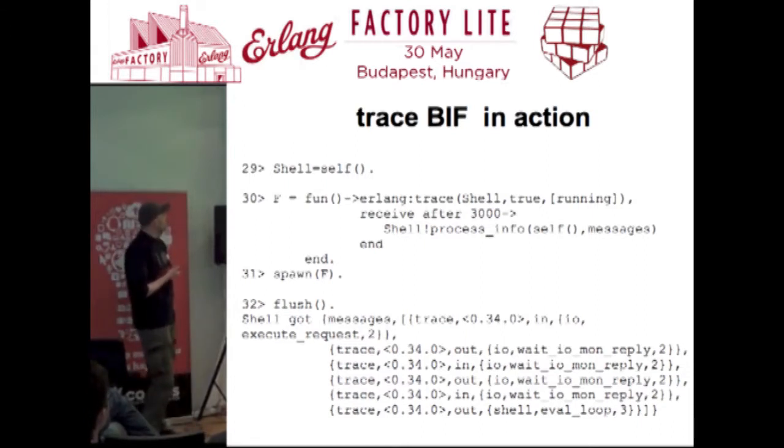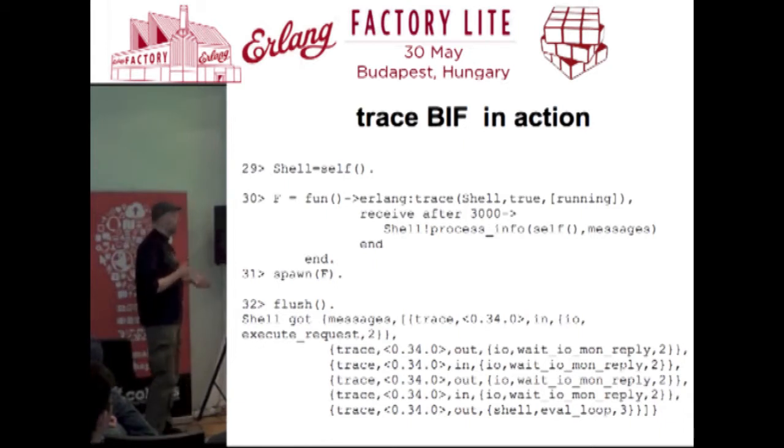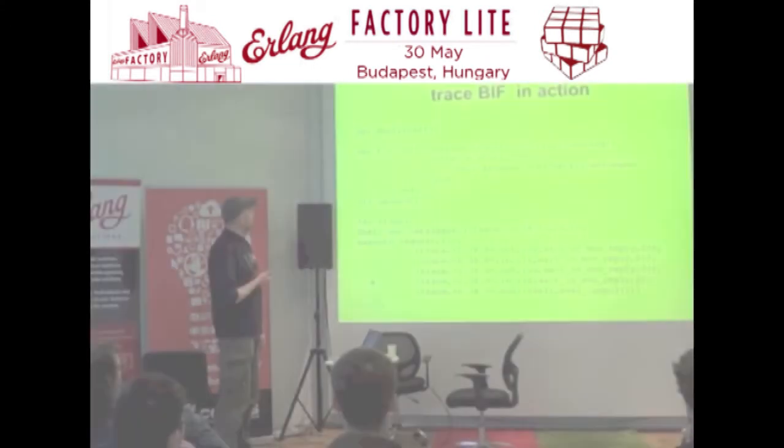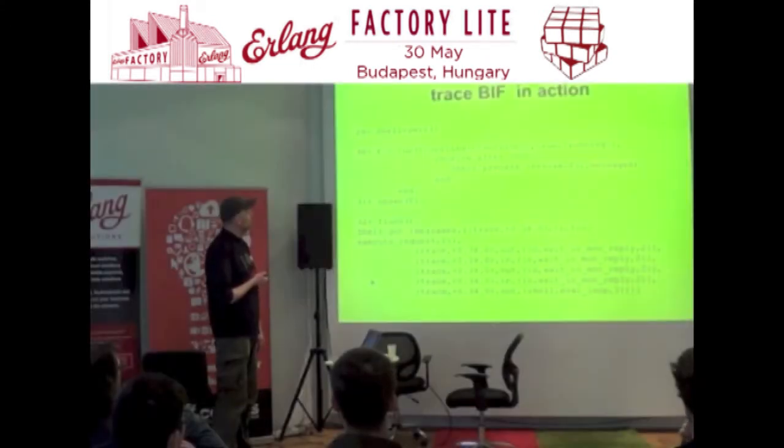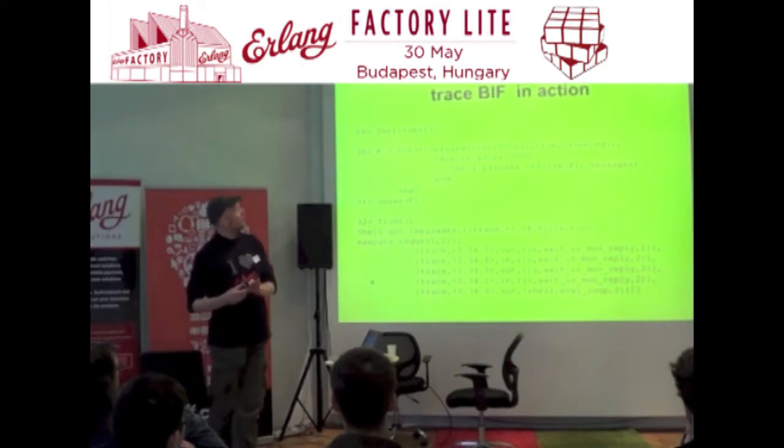And then I write the function here, and I bind it to F here. I start by setting the tracer on the shell process and the running flag, which means the scheduler. So I'm telling the emulator to give me an event every time this process is scheduled. And then I wait for 3 seconds, and then I send the message queue to the shell.